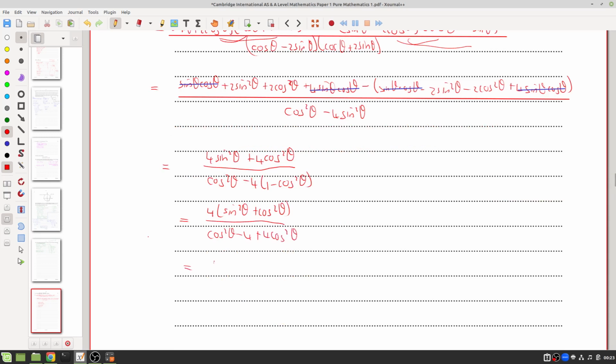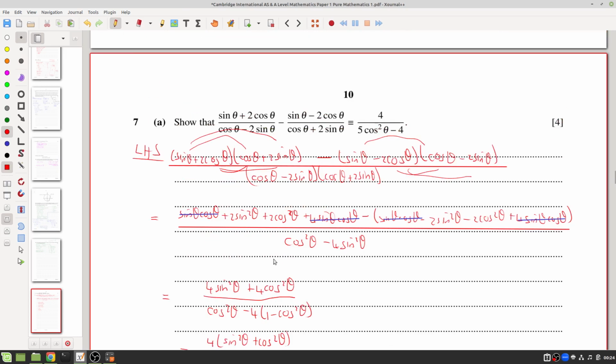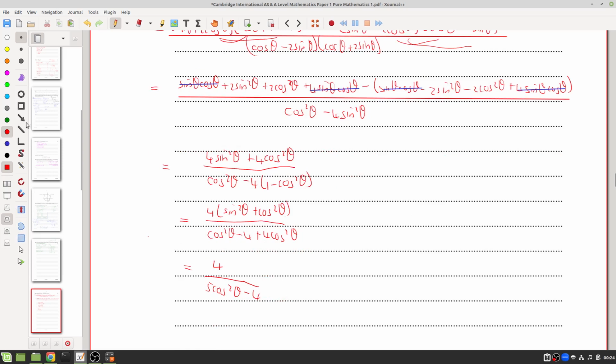Okay, so at the top we've got 4. Sine squared plus cos squared is just 1. So we've just got 4 times 1. Don't need to write the 1, but just to show what we did. And then we've got cos squared plus 4 cos squared is 5 cos squared minus 4. Okay, so there we have our answer, right? We can just ignore the times 1 part. I believe that is what they want. 4 over 5 cos squared theta minus 4. Perfect.